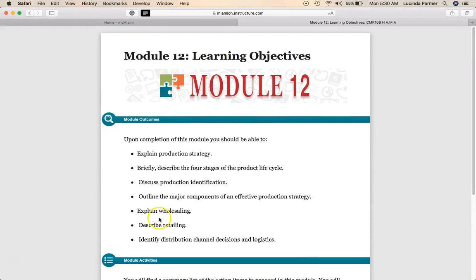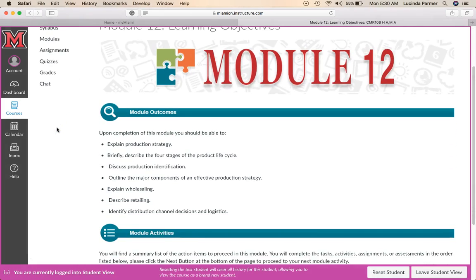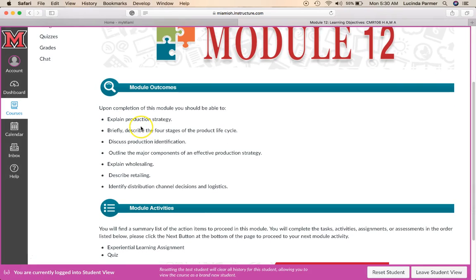Right, so if you get the pop-up here, you can either click here if it gives you that on your screen, or you can just click out of it. So let's look here. We're going to explain production strategy. We're going to look at the 4 stages of the product life cycle: product identification, components of an effective production strategy, wholesaling, retailing, and then identify distribution channel decisions and logistics.